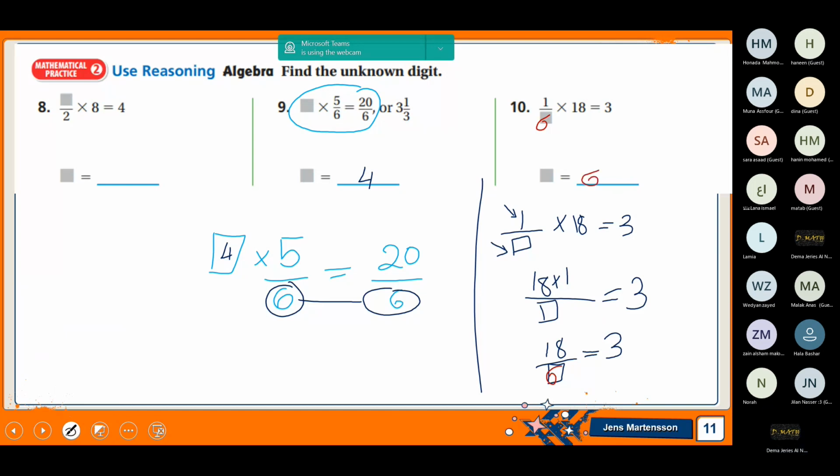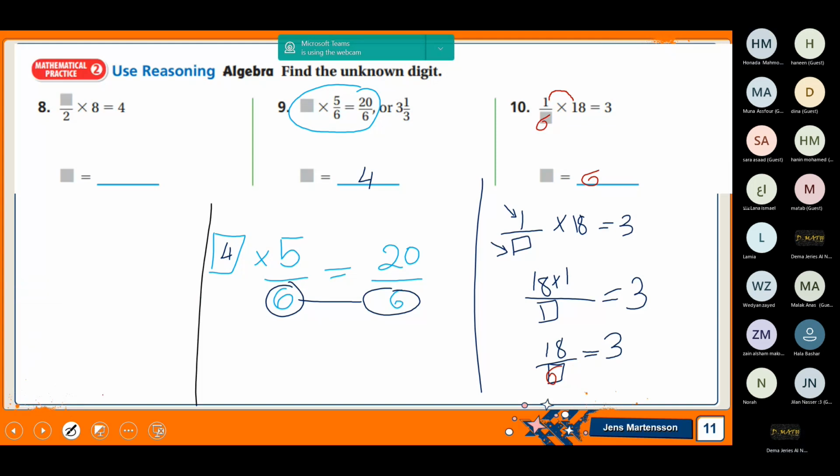Is it clear? Teacher, I am a little bit confused. Which one? Number 10. In other words, what is the number that you multiply by 18? Oh, sorry, 18 times 1 is 18. So 18 divided by what gives you 3? 6. You have to think about it.